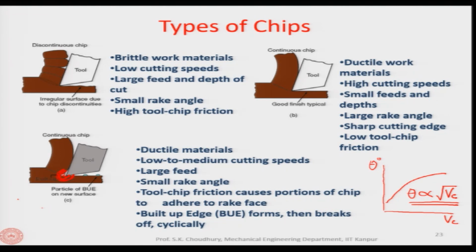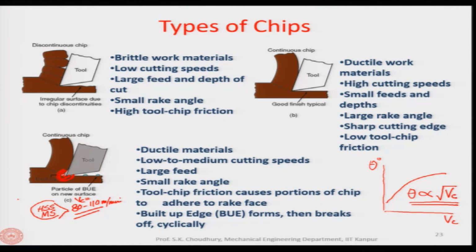For example, in case of HSS, high speed steel, with mild steel as a material, this is about 80 to 110 meter per minute. This is the cutting speed, Vc, at which this condition of high temperature and pressure happens, particularly for a combination of mild steel as a workpiece and high speed steel as a tool material.